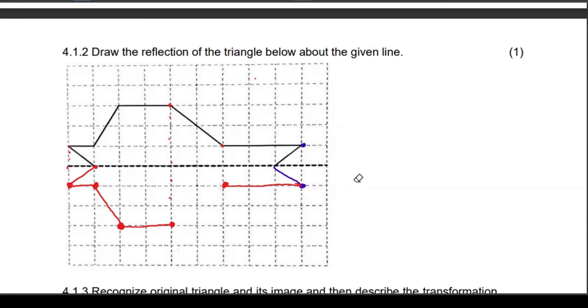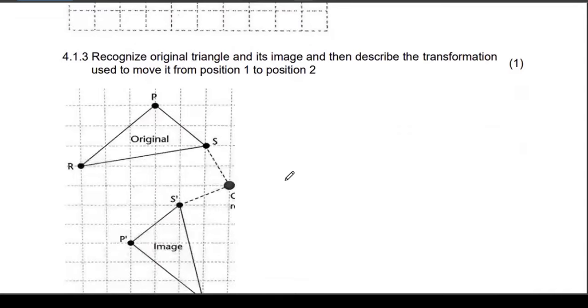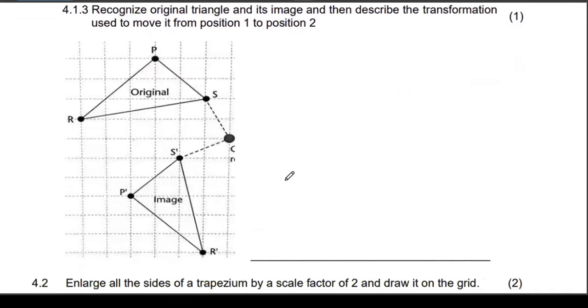Why is it looking funny? Is it because I'm not using a ruler? Okay, but then that is the idea of the reflection. And then recognize the original triangle and its image, and then describe the transformation that was used to move from position 1 to position number 2.